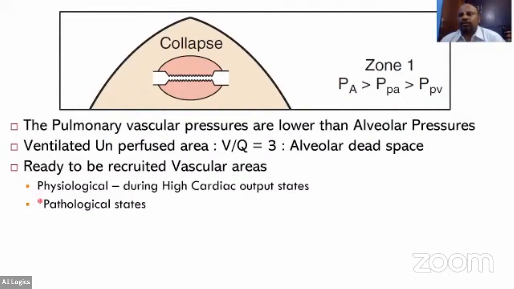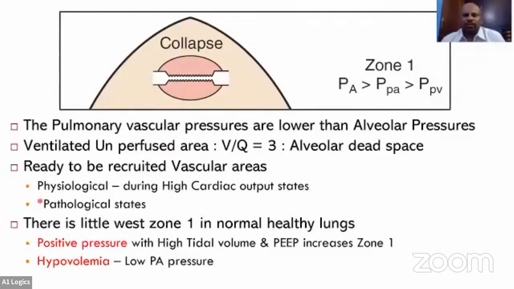If you all know that the cardiac output is 5 liters. Sometimes when you exercise, the cardiac output can even rise up to 30 liters. During the times of physiological stress and high cardiac output states, these zone 1 lungs will open up and allow more blood to flow through the lung. If this is not there, your pulmonary pressures will rise very heavily. So this is one physiological state. Let me discuss the pathological states a little later. I'll just mark a red star here, and I'll discuss it a little later. So there's a very small amount of West zone 1 in a normal healthy lung.